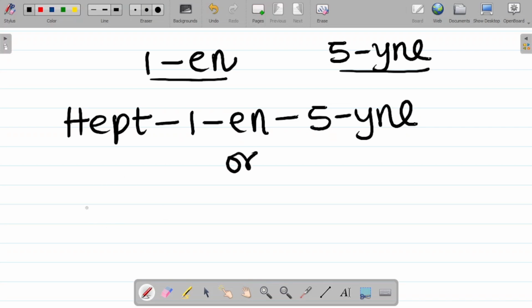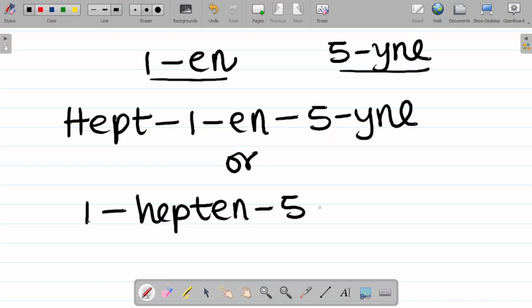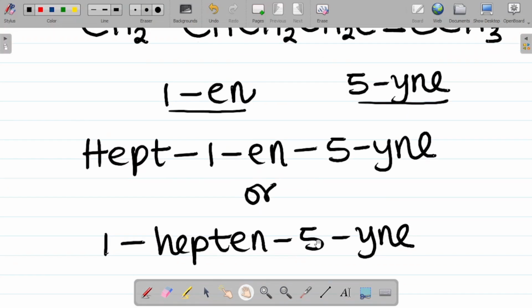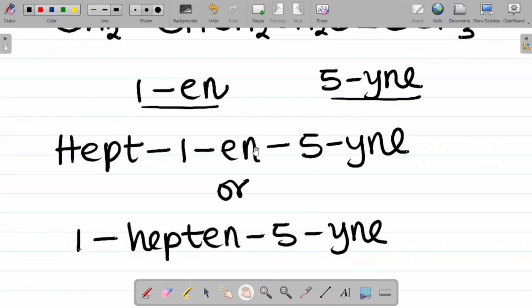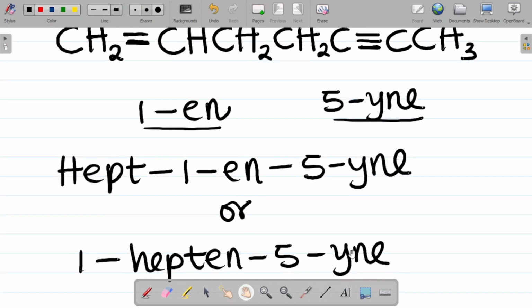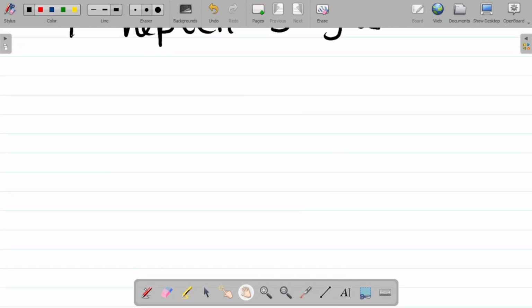You can call this 1-hepten-5-yne. This is also correct. The major thing to note here is that in this case, you don't call it a heptene. It's called a hepten-yne, so en, not ene. This is a major thing to note here. So this is how we name compounds involving double and triple bonds.